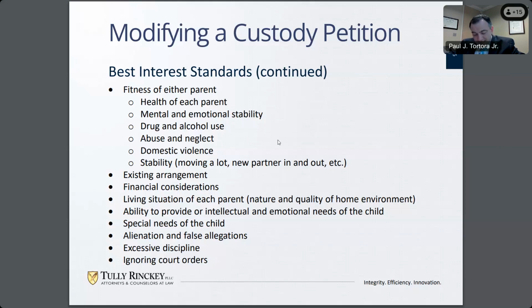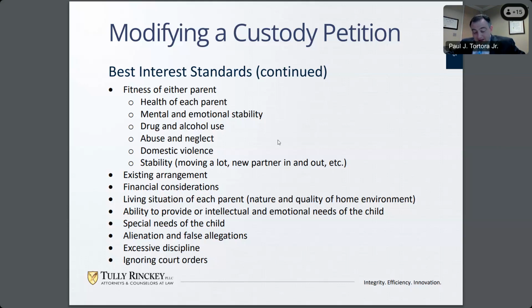The living situation of each parent. So they're going to look at the nature and the quality of the home environment. Is there suitable housing? Does the child have his own room or share a room or even share a bed? What's the sleeping situation? What is the condition of the home? Are there issues with insects, rats, bed bugs, things like that? What kind of neighborhood is the house in? Is it a dangerous area that's not safe for the child? That's something they can look at.